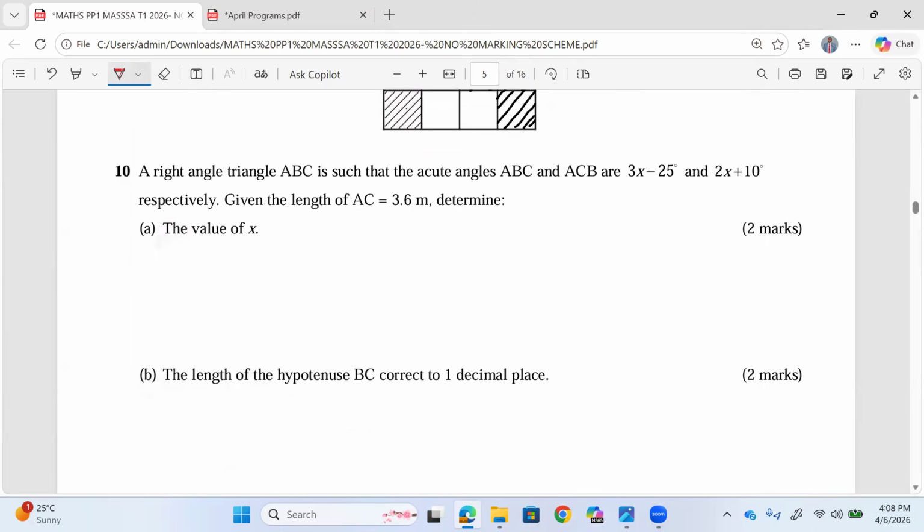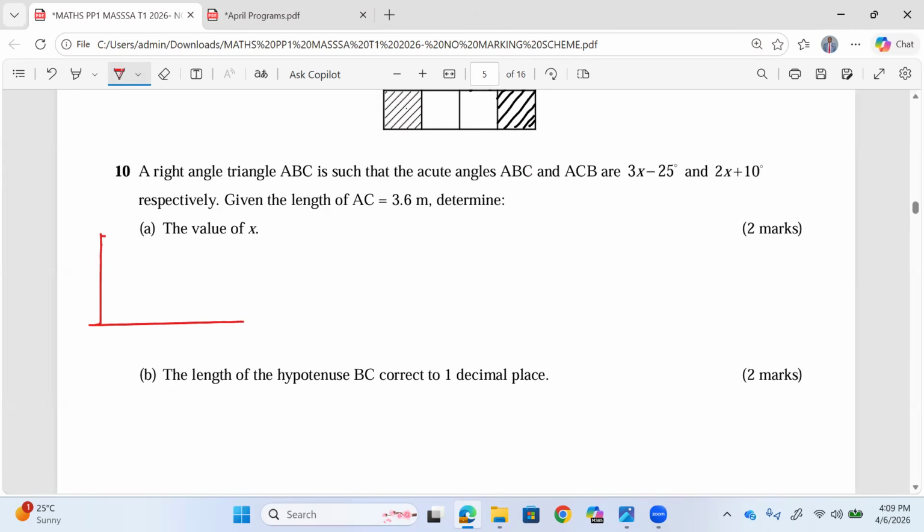Number 10, we are told that a right-angled triangle ABC is such that the acute angles ABC and ACB are 3x minus 25 and 2x plus 10 respectively. Given that the length AC equals 3.6 meters, determine first the value of x, and in part B, the length of the hypotenuse BC. So BC is a hypotenuse. Allow me to sketch this information kindly.